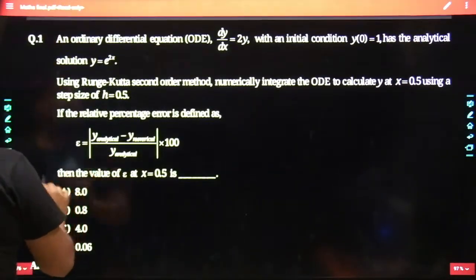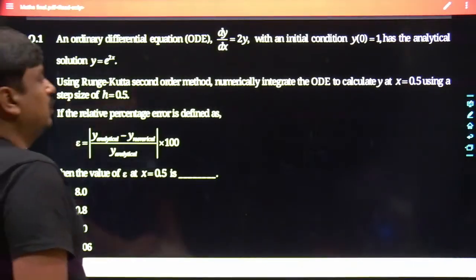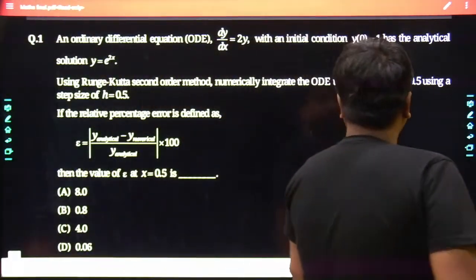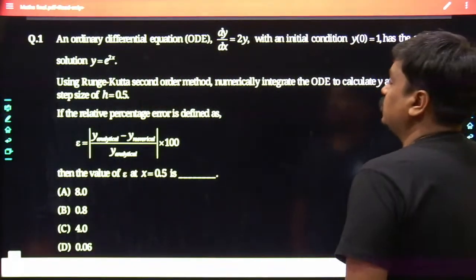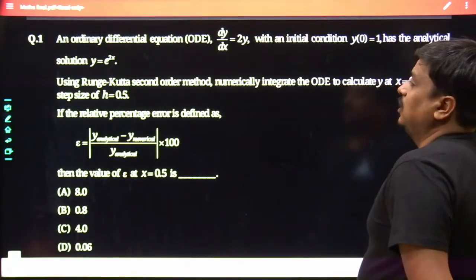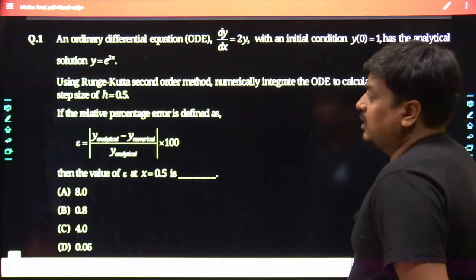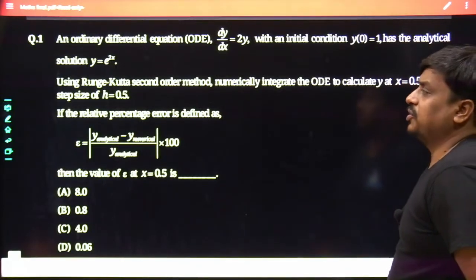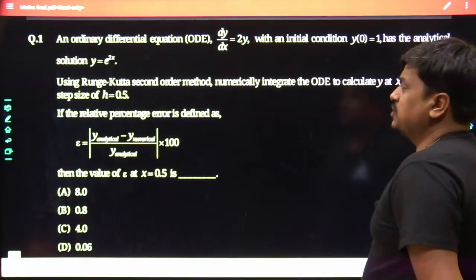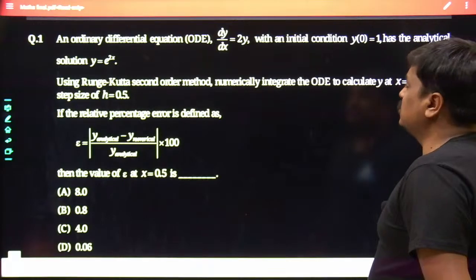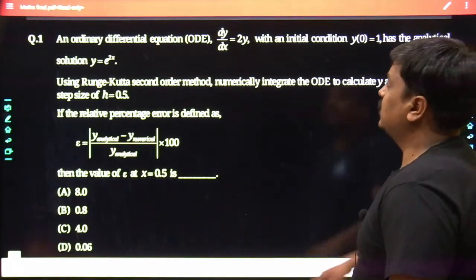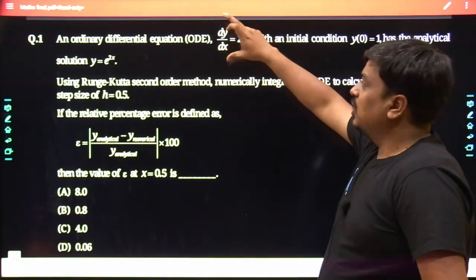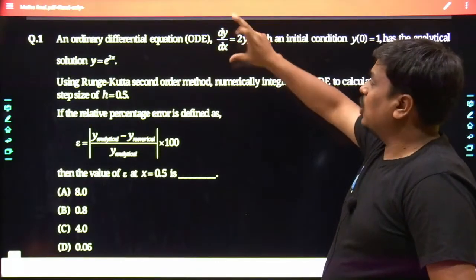Yes, it has been a very well designed problem, and I feel many of the students may not have solved this problem completely. This problem appeared in Chemical Engineering in recent years, in 2021. An ordinary differential equation, dy/dx = 2y, is an ordinary differential equation because the coefficient of the derivative is ordinary in nature.